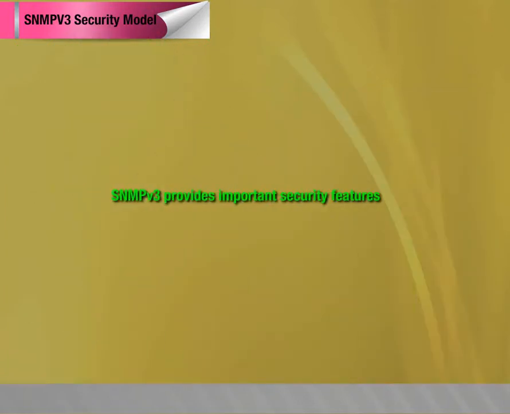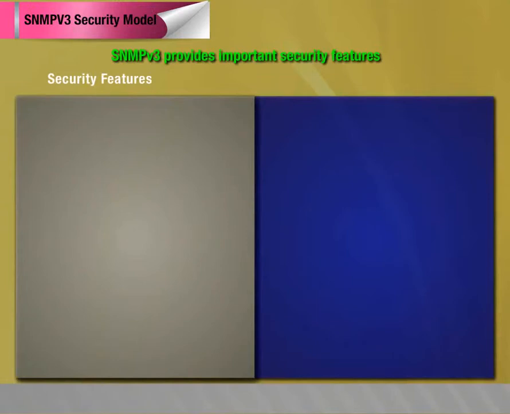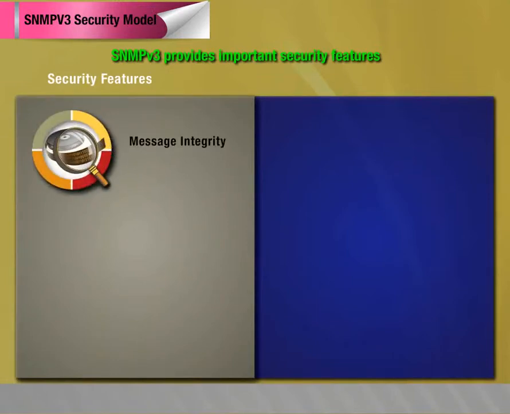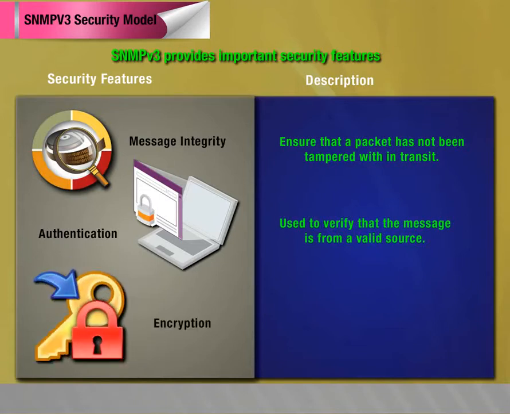SNMP v3 provides important security features. Security features: message integrity. Description: ensure that a packet has not been tampered with in transit. Authentication: used to verify that the message is from a valid source. Encryption: encryption of packets to prevent snooping by an unauthorized person.